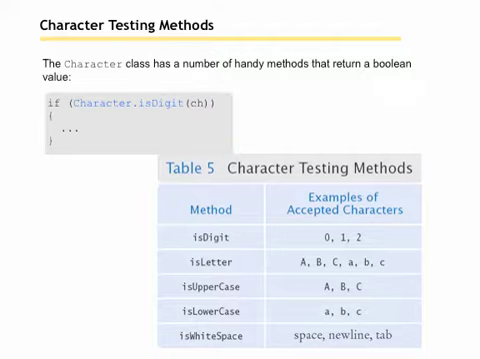Other handy methods are isLetter. It will return true if the contents of the variable in parentheses is an A, B, C, D, and so on. isUpperCase will return true if it's an uppercase letter. isLowerCase will return true if it's a lowercase letter. And isWhitespace will return true if the contents of that character variable are a space, new line, or a tab.